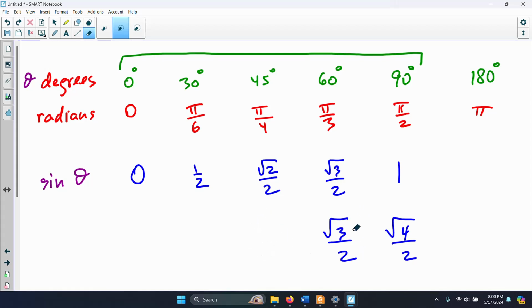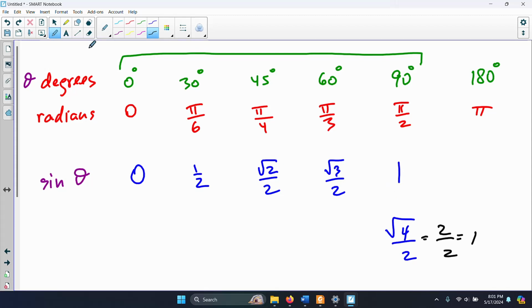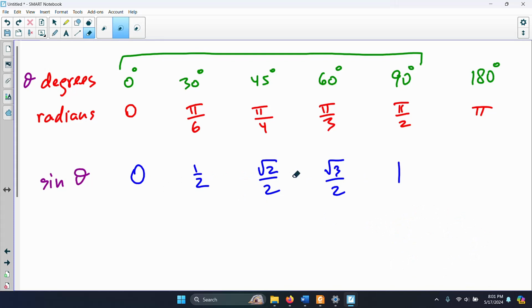Same thing here. You can't really simplify square root of 3 divided by 2, so it stays as is. But square root of 4 is simply 2, and I have 2 divided by 2, which is 1. The only reason I brought this up is that there's some kind of pattern here if you ever forget this, especially in the beginning. Eventually, nobody writes out what I just wrote. You just memorize these numbers and know them cold.